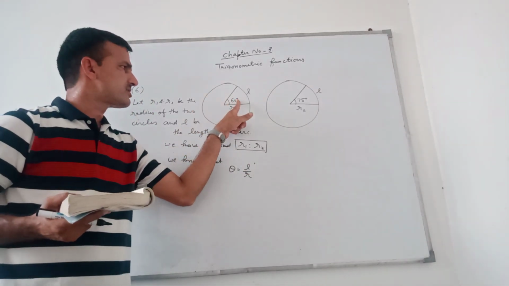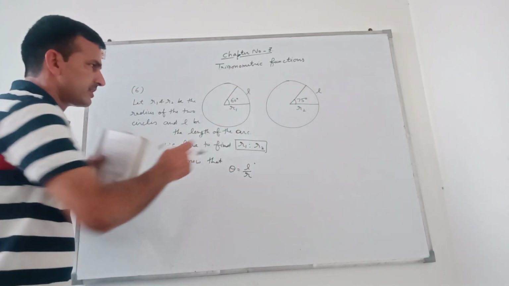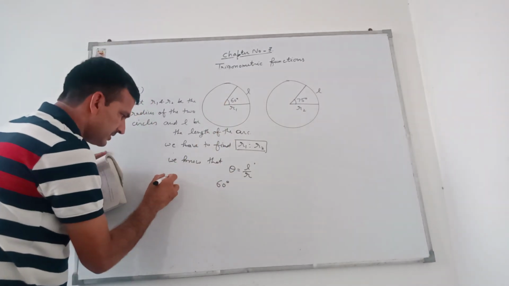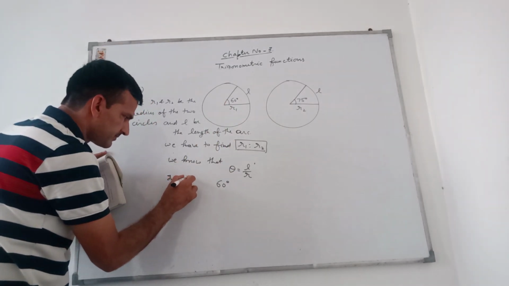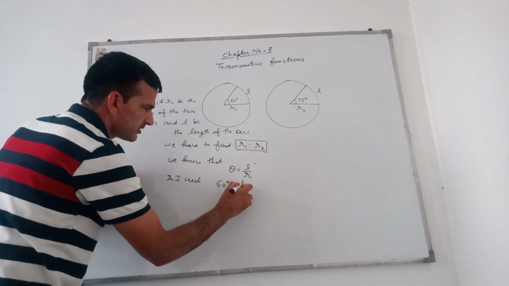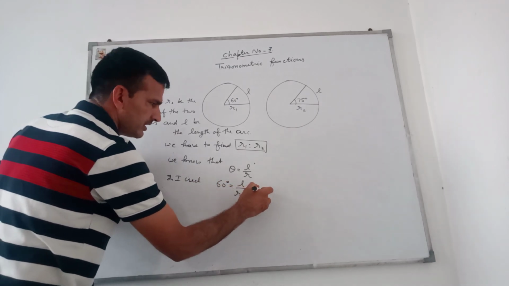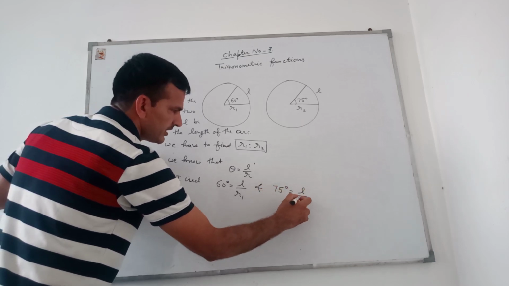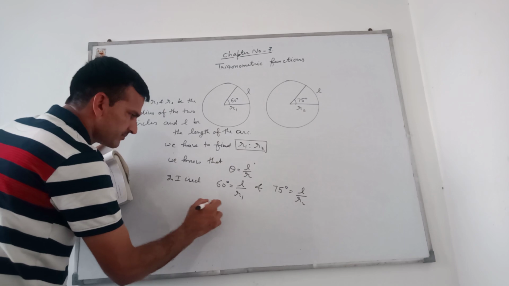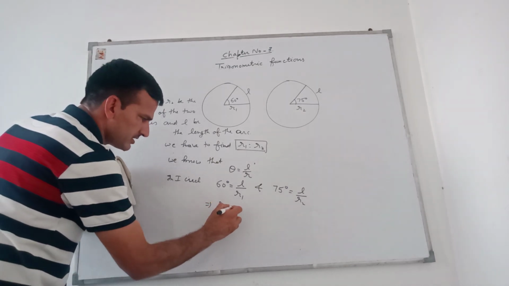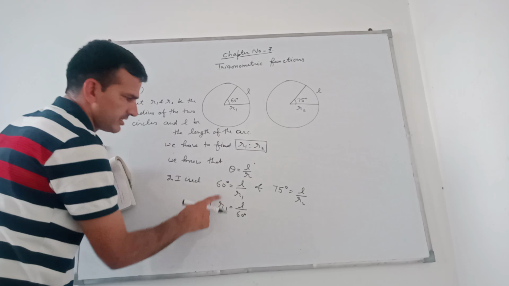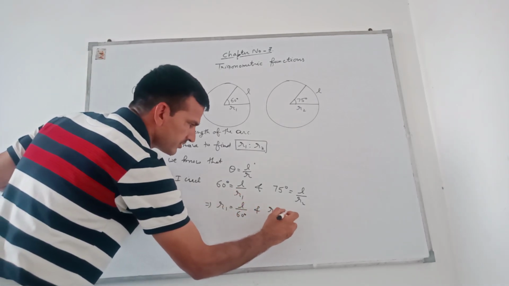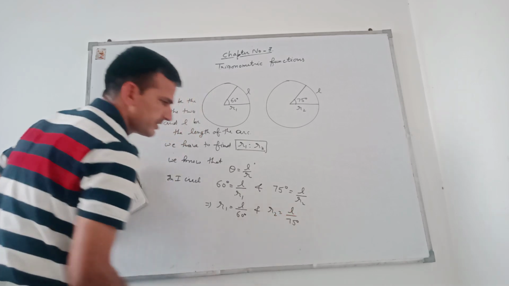This angle is 60 degree, this angle is 75 degree. Now apply this angle in the first circle. In first circle, 60 degree is equal to L by R1 and in second circle 75 degrees is L by R2. This implies R1 is L by 60 degree, and R2 is equal to L by 75 degree.